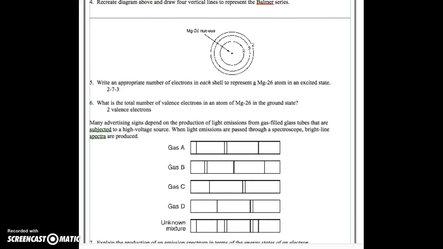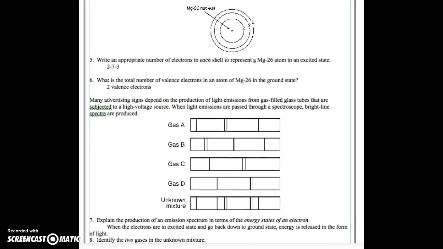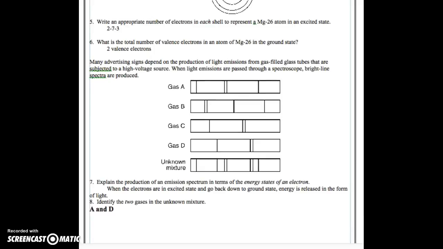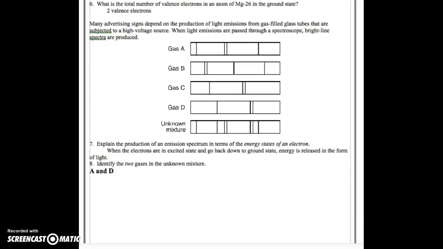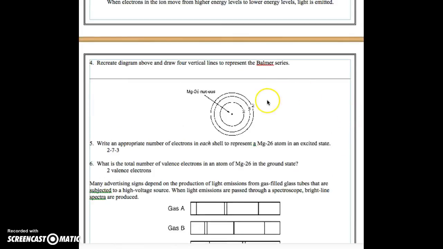If you did, great. Number 5, write the appropriate electron configuration to represent an excited state. Well, the ground state is 2-8-2, so the excited state would be 2-7-3, or you could have done 2-8-1-1. What's the number of valence electrons for magnesium in the ground state? It would be 2, because the number of electrons in the last shell is 2.